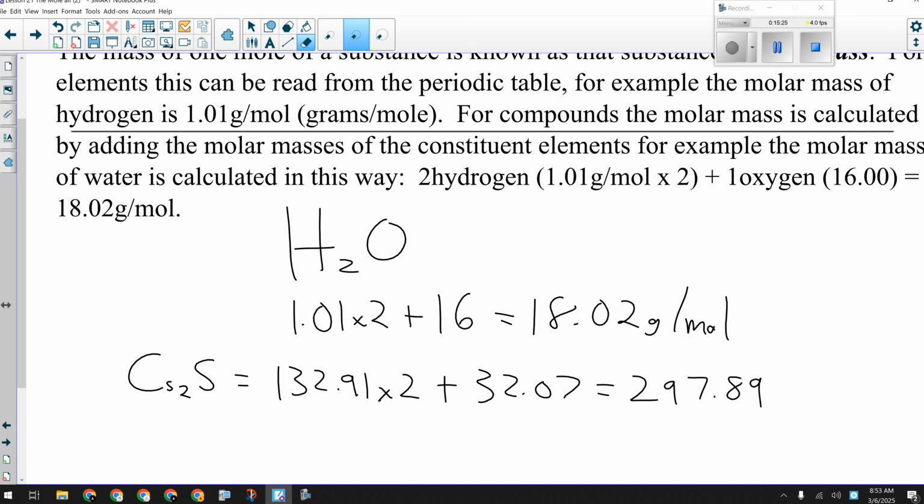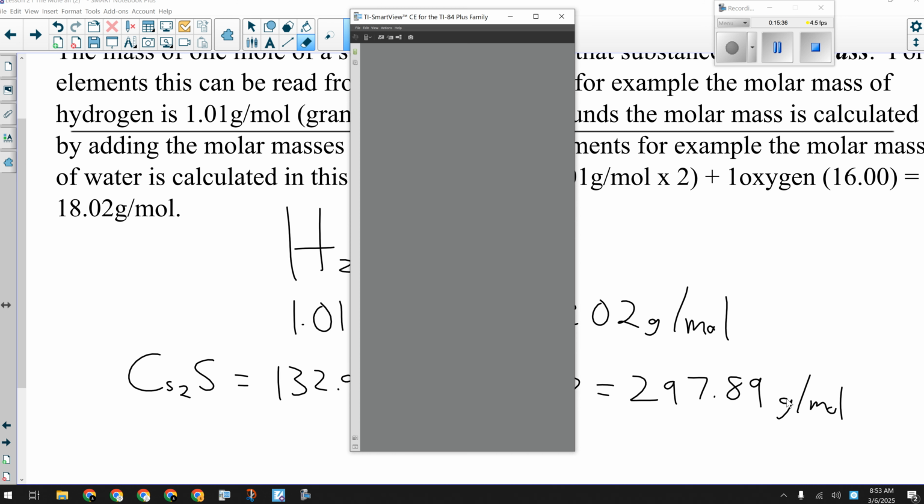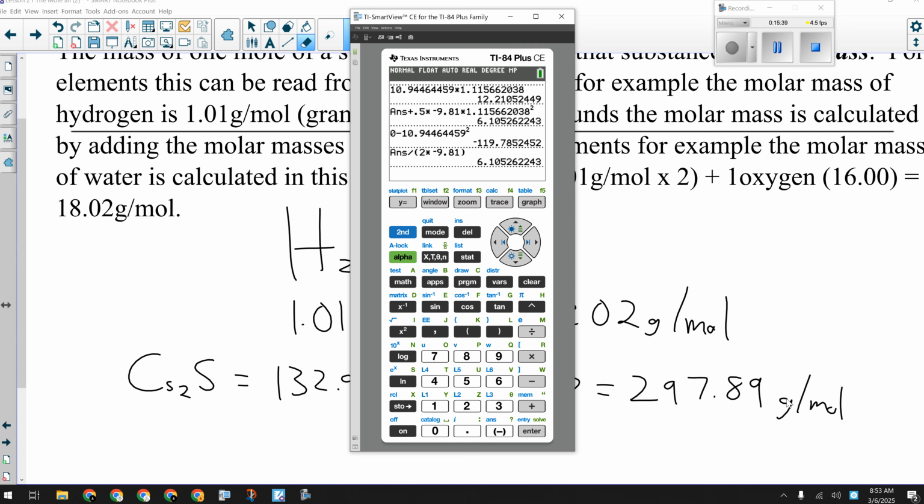297.89. What are my units? Grams per mole. How important are units, guys? Very. In science going forward, and it doesn't matter which science, this course, bio, chem, physics, if you don't put units on an answer, it's wrong, even if the number is right. Because I don't know whether you mean 297.89 grams per mole, 297.89 elephants, old ladies with walkers, I don't know. If you don't put units on it, the number is meaningless. So you've got to put units on your answers. Get in the habit of it.